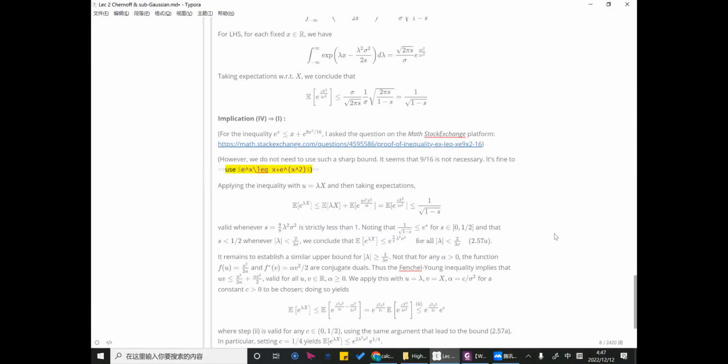Alright, so I just want to add some color to this inequality, but not use it.